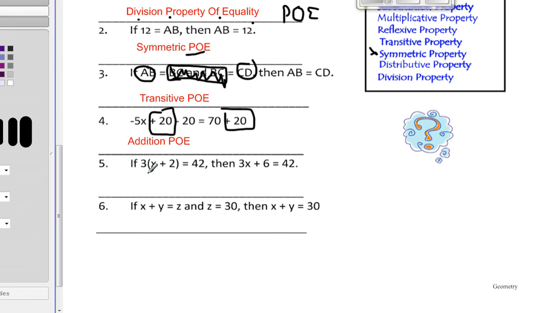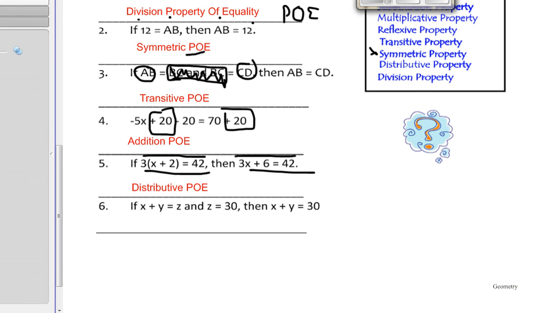All right, number 5, hopefully this one's easy. In the past, this has always been the easiest one. How are we getting from this original if to this original then? What's changed between the if part, your hypothesis, and the conclusion? Okay, take a second, pause the video, see if you can figure this one out.